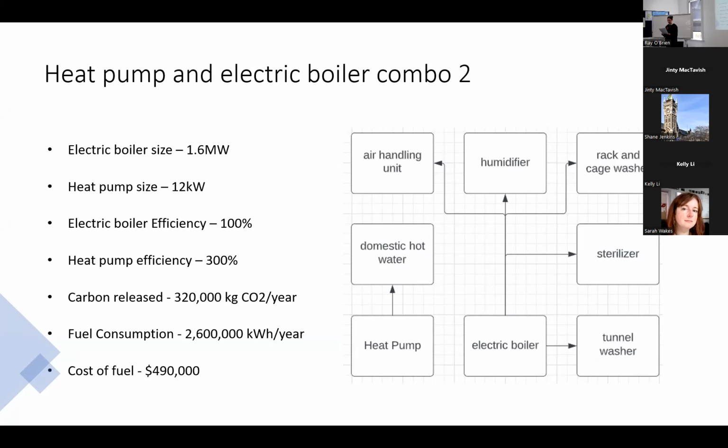Heat pump and electric boiler combo 2 is the second most efficient option, due to the heat pump only looking after a small number of kilowatt hours from the district hot water, having a carbon usage of 320,000 kgs of CO2 per year, a fuel usage of 2,600,000 kilowatt hours per year, and a fuel cost of $490,000 per year.